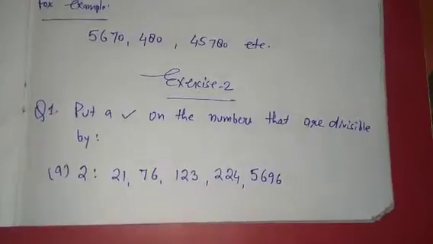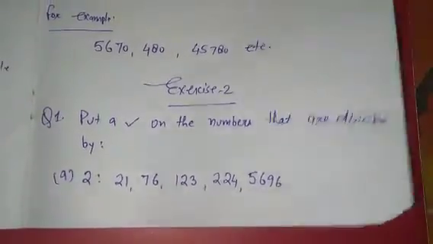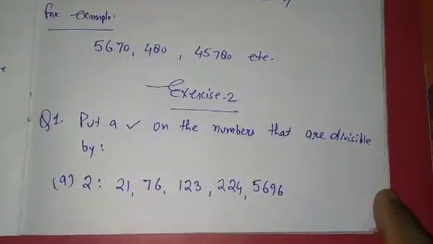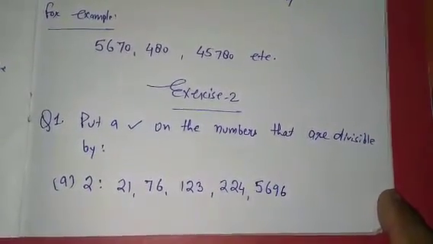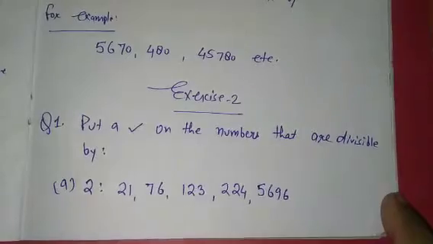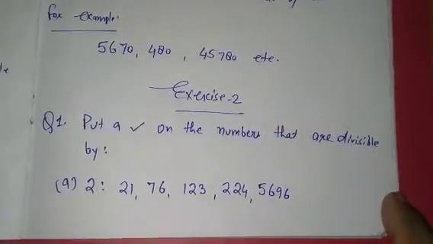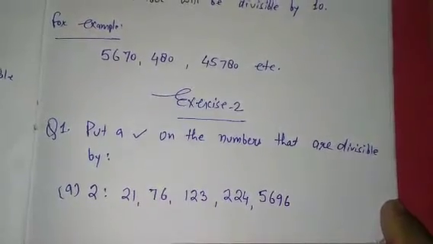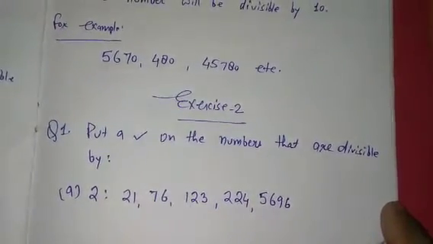Students, you know the method for divisibility by 2. We taught you in the last class, the 1st July class, which type of number will be divisible by 2. So listen carefully. If the one's digit is 0, 2, 4, 6, 8, then that number will be divisible by 2, otherwise no.